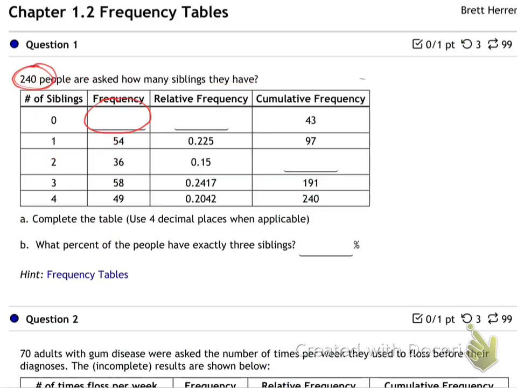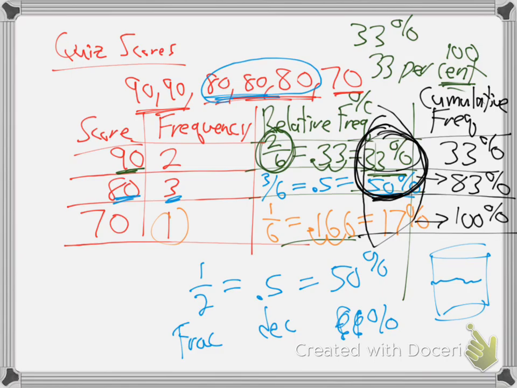But they're saying we have 240. This is going to be a table summarizing 240 people, and they were asked how many siblings they have. Let's make sure this is making sense first off. So in other words, 54 people said they have one brother or sister, one sibling. 36 people said they have 2 siblings. 58 people said they have 3 siblings. And 49 people said they have 4 siblings. So frequency just means how many people said that. Just like over here, frequency just meant how many people got in the 90s or the 80s or the 70s. Frequency is just how many.